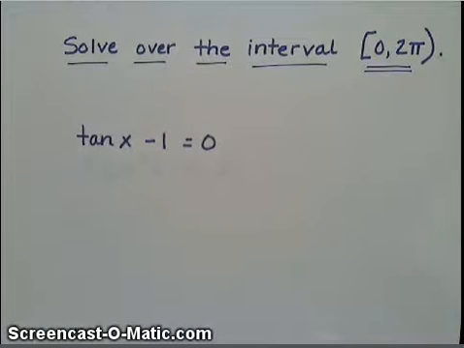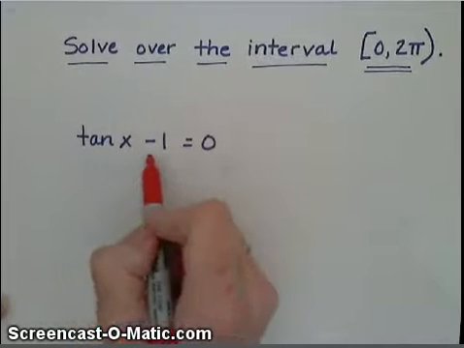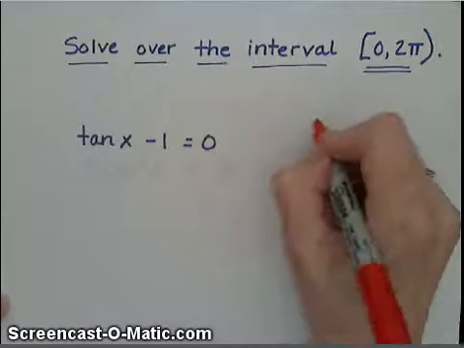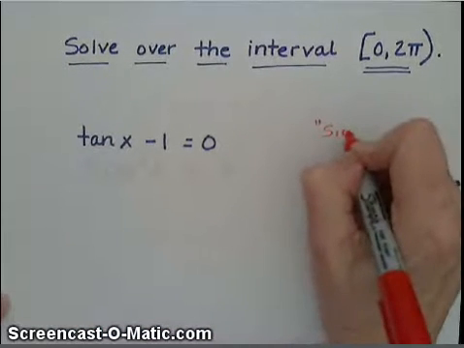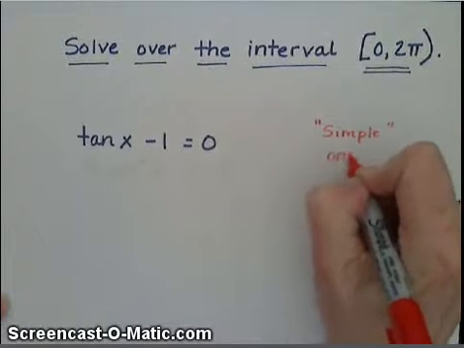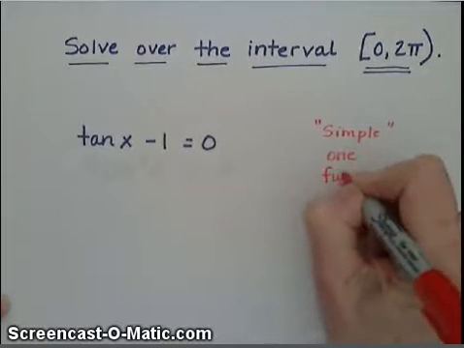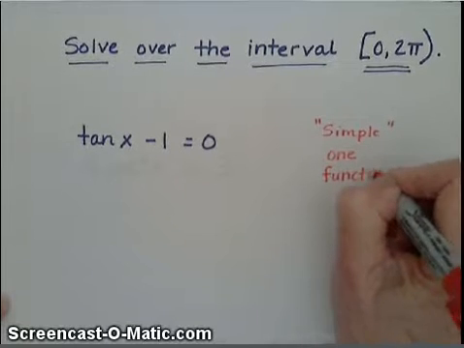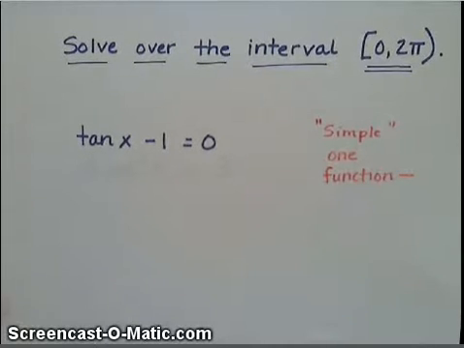Now, first of all, let's talk about what we mean by simple. Look at this particular equation. Tan x minus 1 is equal to 0. A simple equation implies that there is only one trig function mentioned. It's not sines and cosines, it's not tangents and cotangents, it's just one function. So this is all about tangents, and that's all we're going to deal with. Simple equations will only deal with one function.